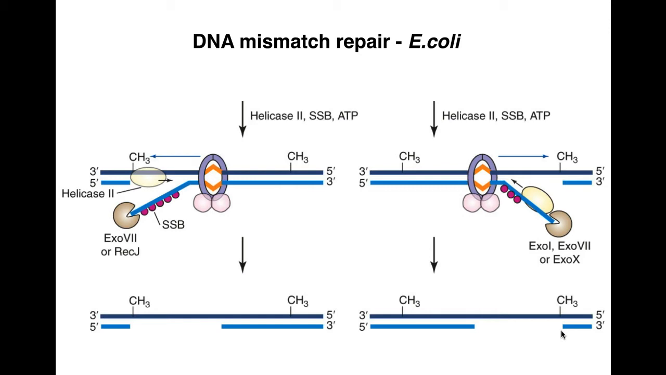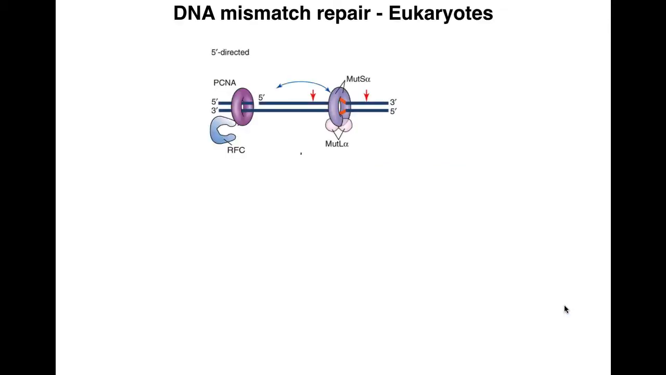So the key for this is that MUT-H will recognize this unmethylated GATC site. And MUT-H is what's different between the E. coli, other prokaryotes, and eukaryotes. So MUT-H is only present in E. coli and a few other gram-negative bacteria. And if we don't have MUT-H or these methylated GATC sites, we're going to require some other method to nick the DNA. And so here we'll transition now into looking at the eukaryotic system.